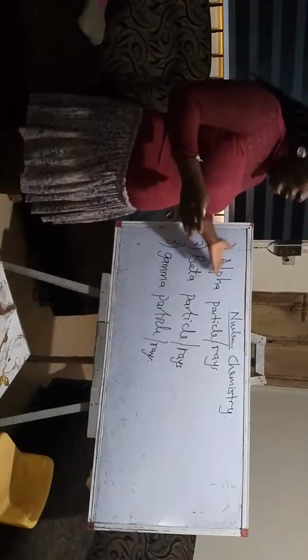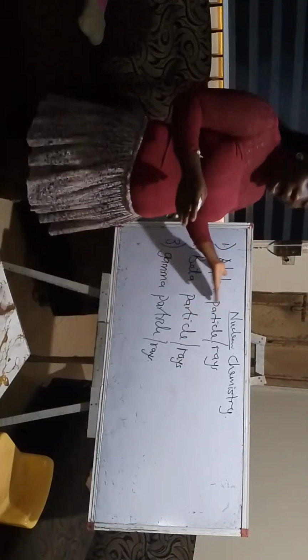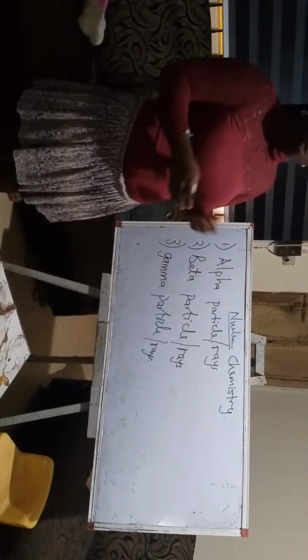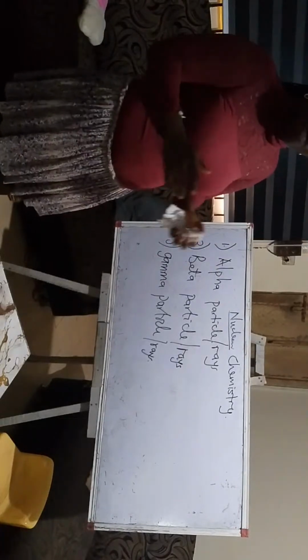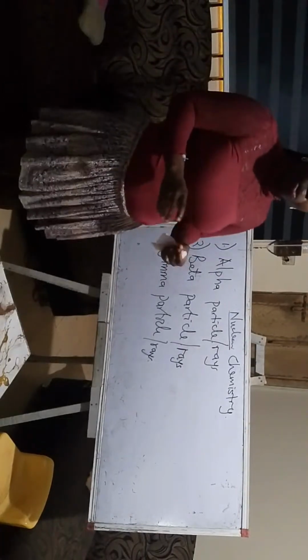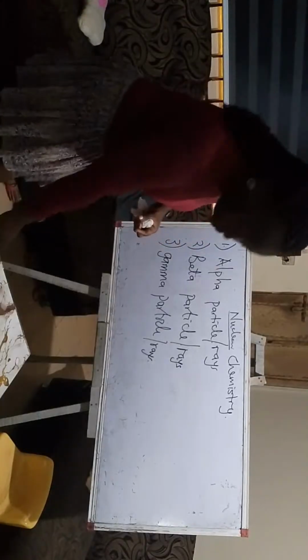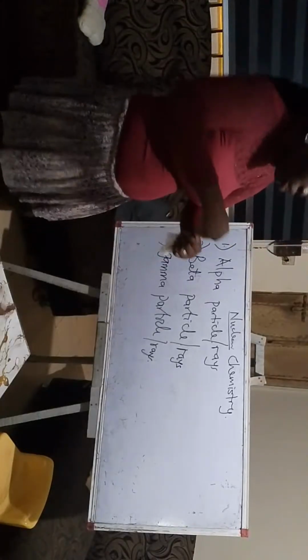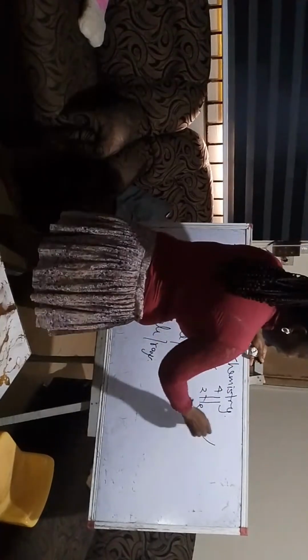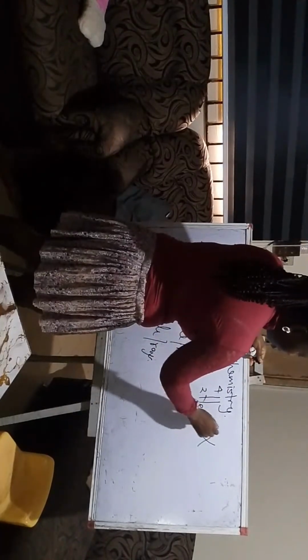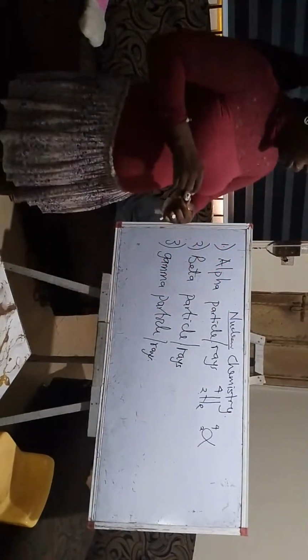For the alpha, it emits alpha particles. And what is an alpha particle? Alpha particles are particles that we usually call helium. We call them what? Helium. They have a mass number of 4 and an atomic number of 2. So they are represented with the symbol alpha. It can be written as this or this. That is for alpha particles.